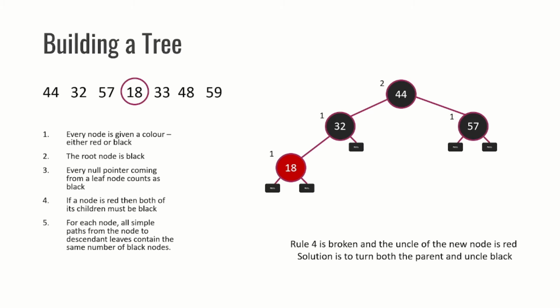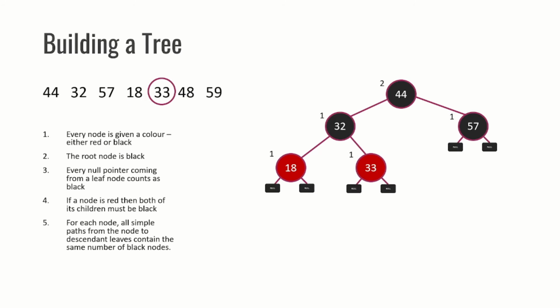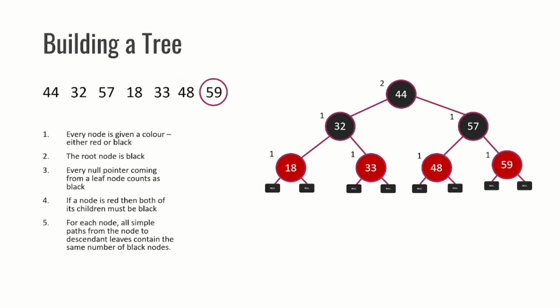So 33 gets added. It's added as red. There are no violations there. 48 gets added as red. No violations. 59 gets added as red. No violations. So we end up with our fully complete red-black tree. Now that's a simple example, and there are some more complex cases. But before we can understand those, first we need to understand what a rotation is.